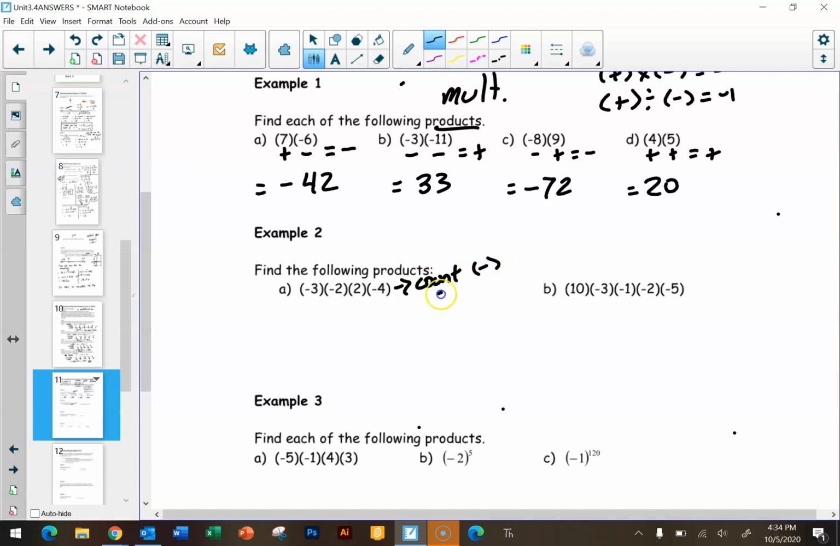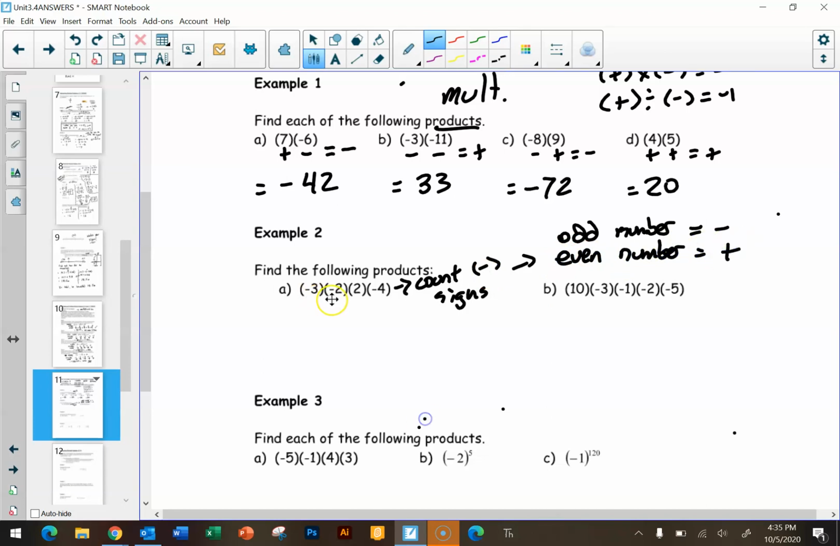Count the negative signs. If the negative signs are an odd number, then your answer is going to be negative. If your number of negative signs is an even number, it's going to be a positive.